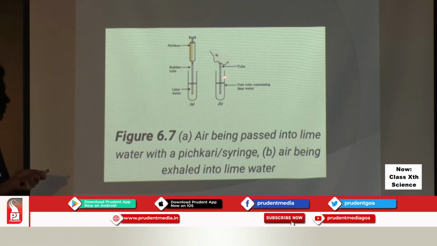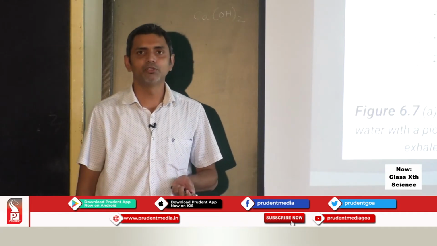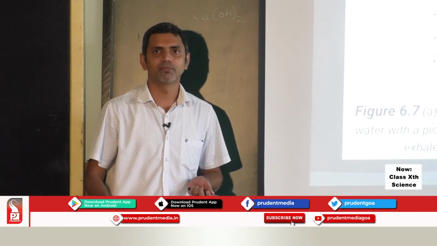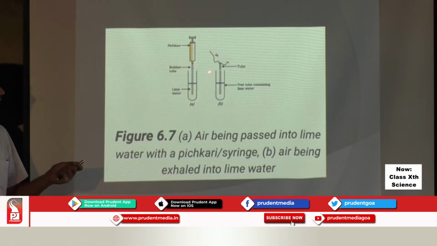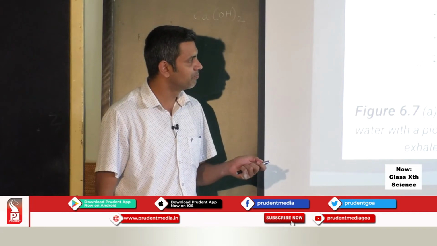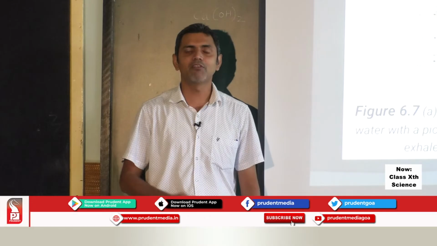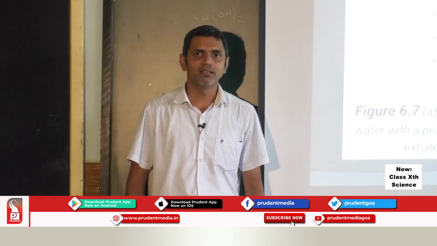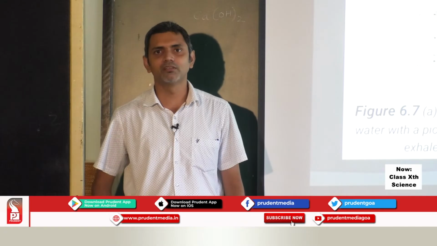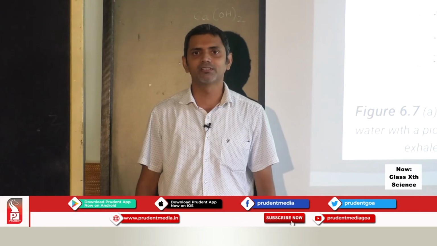In another test tube, we have to blow air with the help of the tube. We must do this simultaneously. So, we have to take help of one more person here, if we are using this glass tube. What we are going to observe is, in both the test tubes, this lime water will turn milky, and lime water turns milky because of the carbon dioxide gas. We have learned this. Carbon dioxide gas turns lime water milky.